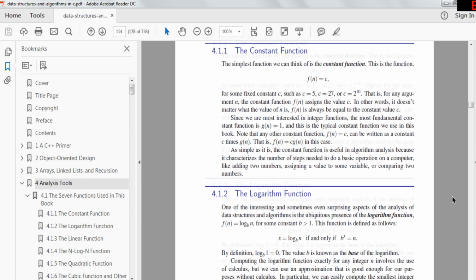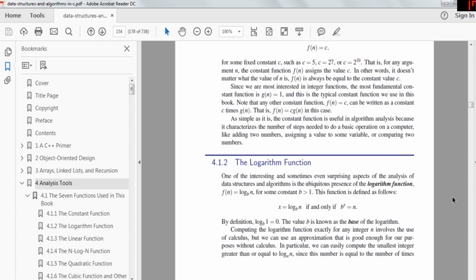Okay, we're going to go over the logarithm function. One of the most basic and interesting functions is the logarithm, when f of n equals log base b of n for some constant b greater than 1. This function is defined as x equals log base b of n if and only if b to the x is equal to n. So log base b of 1 equals 0.